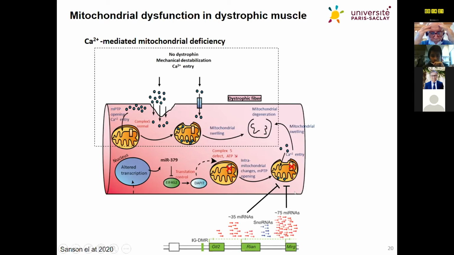So it's suggesting an alternative explanation, or alternative mechanism, to explain the mitochondrial deficiency in the dystrophic muscle.